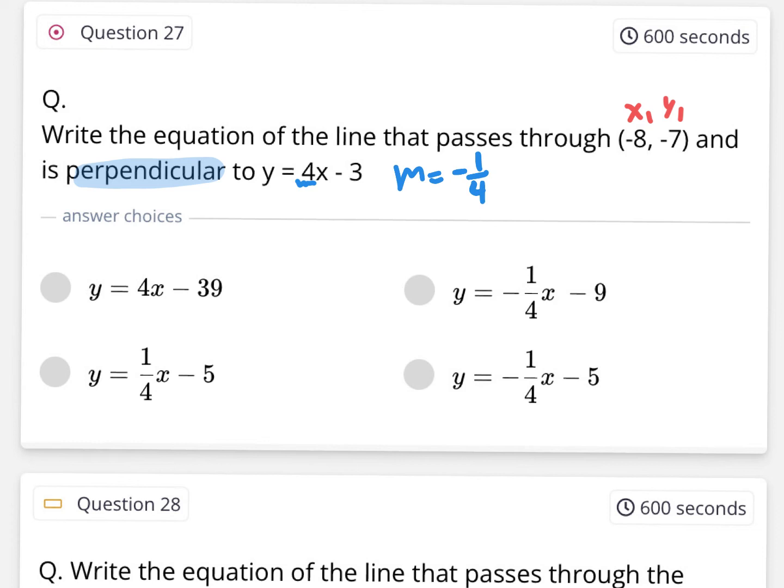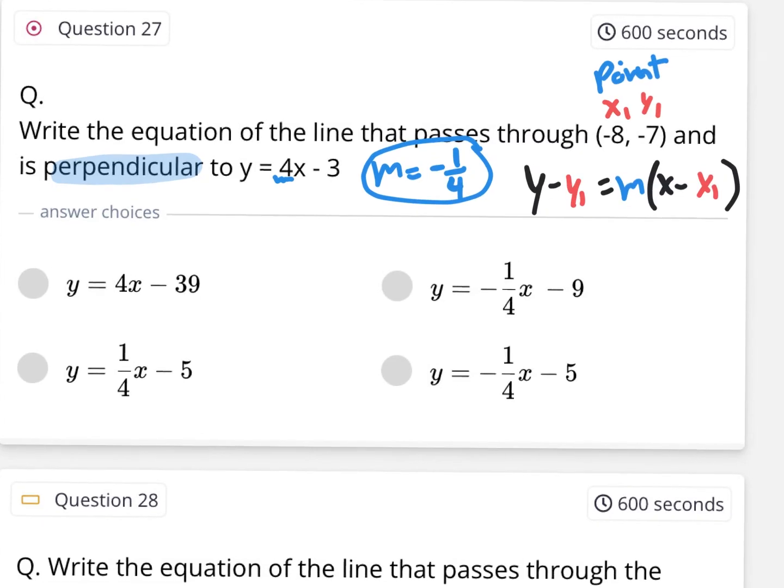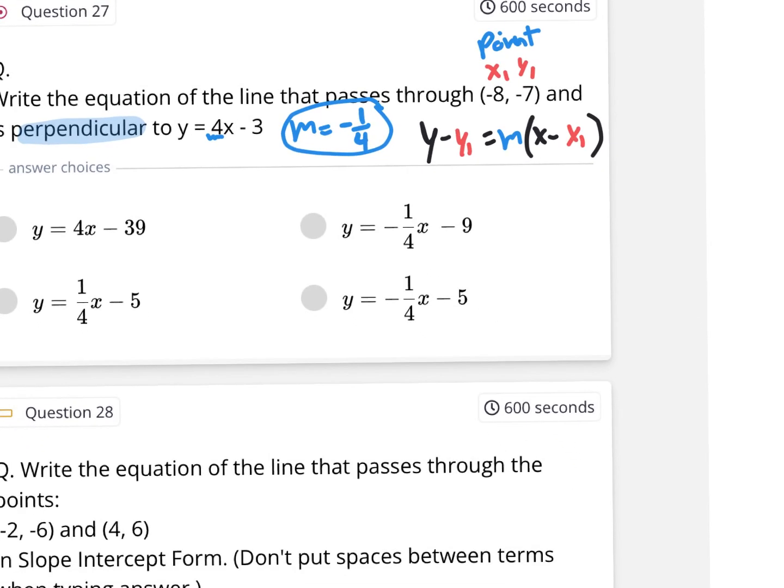And now that you know the slope, and now that you know the point over here, you could write it in point-slope form. So point-slope form is right there. I recommend rewriting it with blank spots and then plugging in your values. The m value is -1/4. That goes in front of the parentheses. The y1 is -7. The x1 is -8. And we could change those minuses to plus. And of course, we want it in slope-intercept form based on the multiple choice answers here.